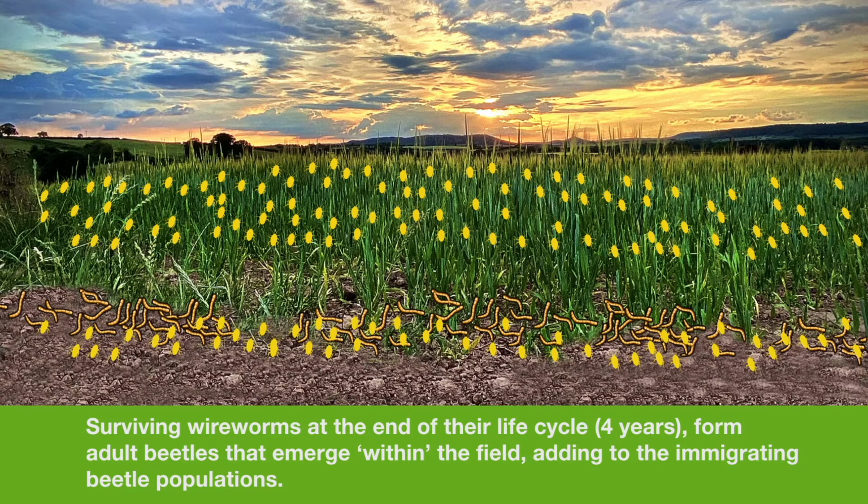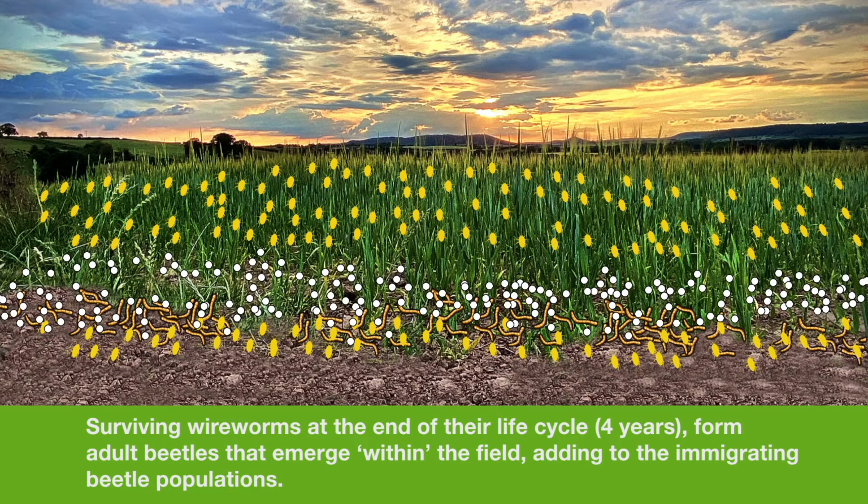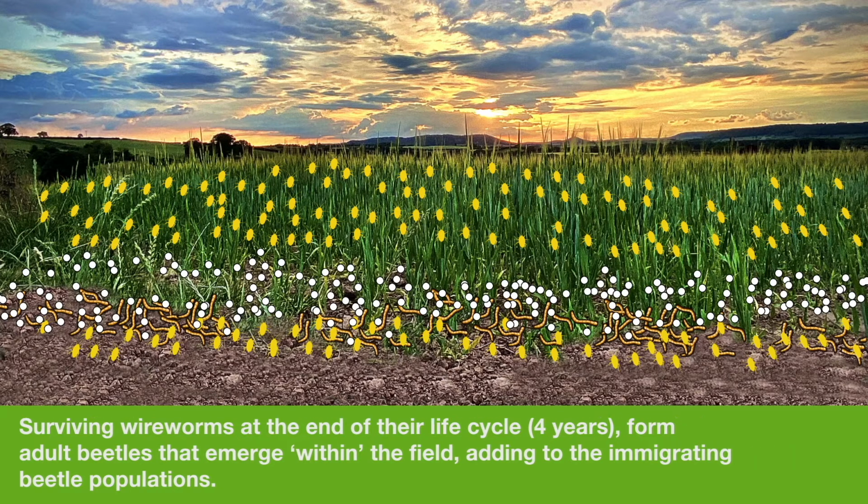Surviving wireworms in the field at the end of their life cycle, which might be a 4-year life cycle, will form adult beetles that will emerge within the field. And those beetles add to the immigrating beetle population that comes in from outside. So they'll move up, they'll mate, and they'll lay eggs along with the immigrants, and you end up with a lot of eggs being produced.